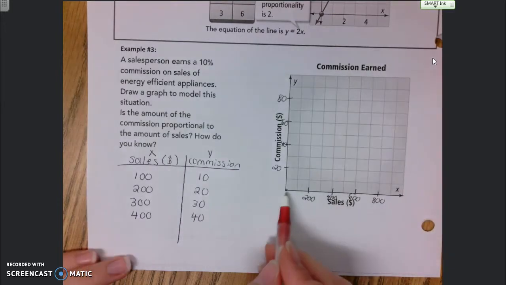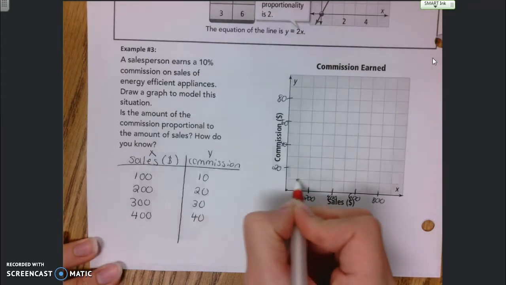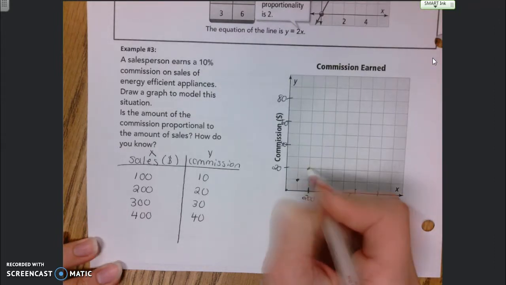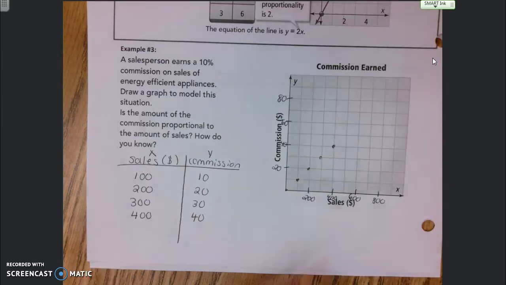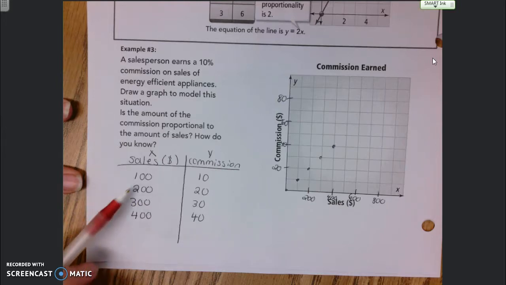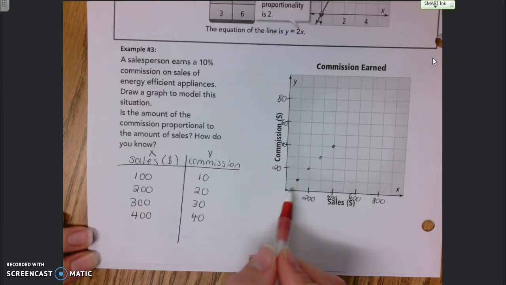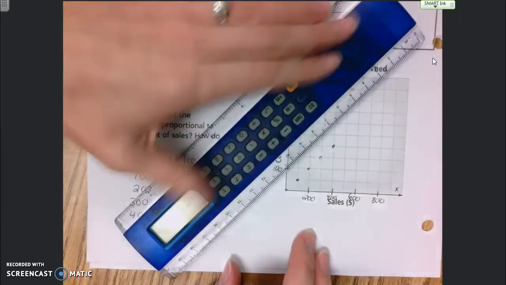And from my graph already, we said that it does go through 0, 0, 100 and 10 will go here, 200 and 20 will go here, 300 and 30, 400 and 40. So if I notice that already, it looks like I've got a trend. Now, this one's different than the first one because you can sell something in between these numbers over here. You could sell something that cost $150. You could sell something that cost $137.27.